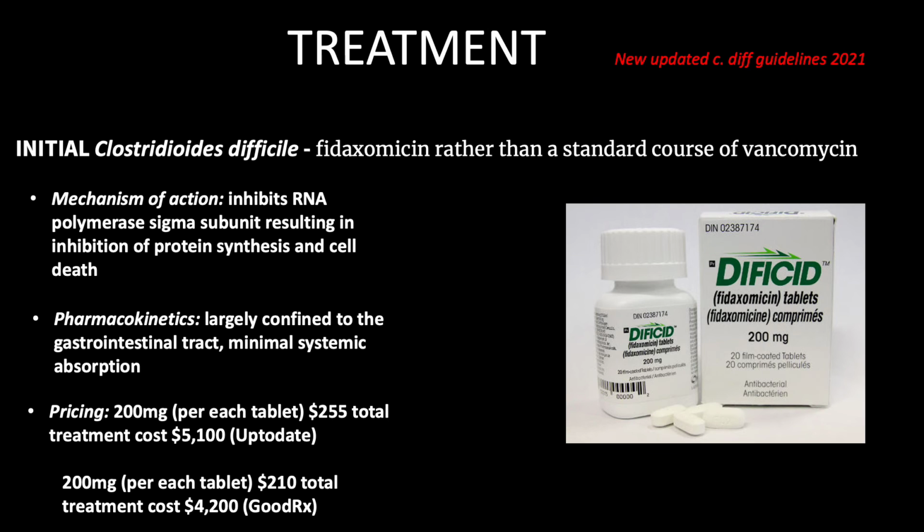The duration of treatment for the initial C. diff infection is 10 days regardless of whether you use fidaxomicin or vancomycin. The dose of fidaxomicin would be 200 milligrams PO twice daily for 10 days, or if you use the vancomycin, it would be 125 milligrams PO 4 times a day for 10 days.